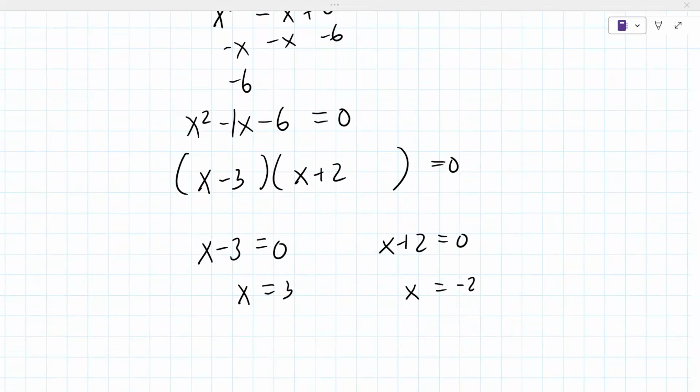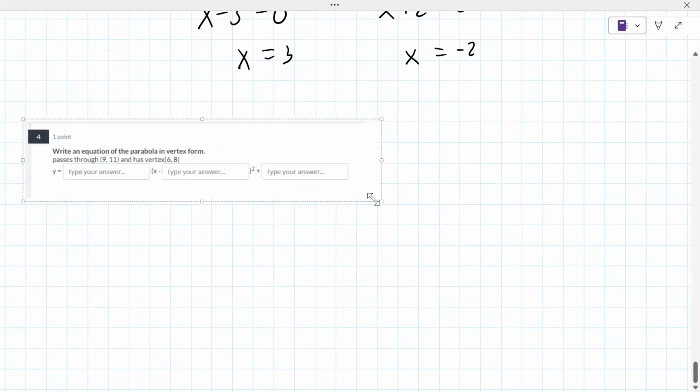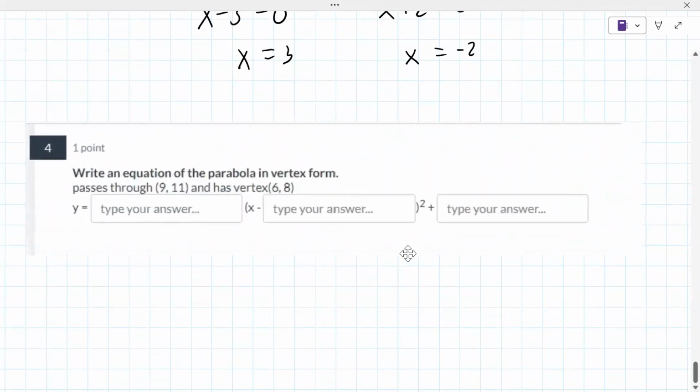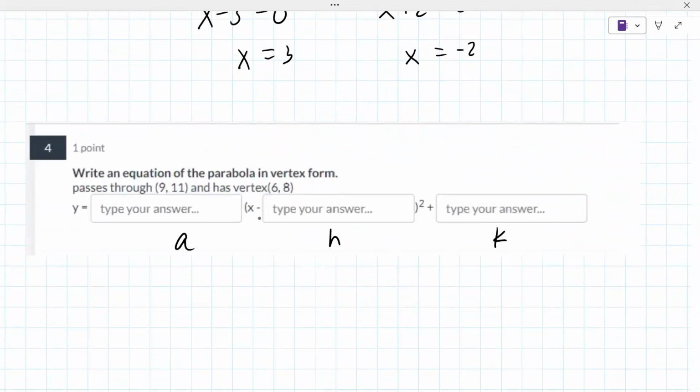Any questions on that before we move to 4? No. All right, so 4 we've actually done a couple times here. It's kind of already in vertex form, A, H, and K. Can you fill in those two values for H and K for us, please?